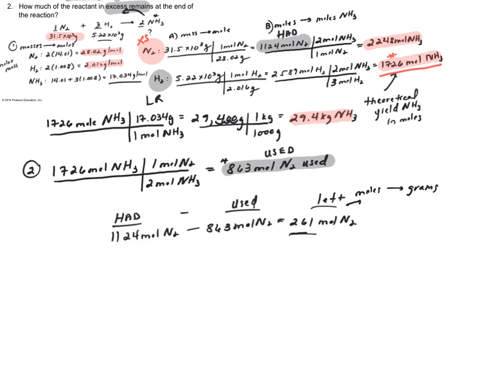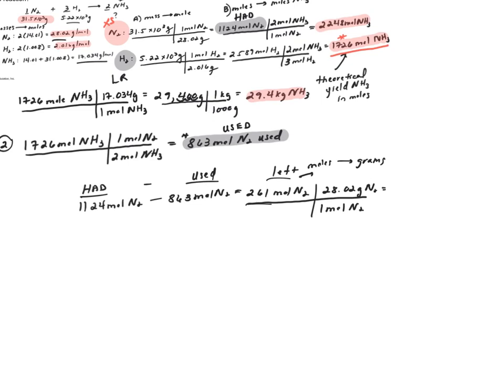And again, we'll do that now with the molar mass of nitrogen. So molar mass of nitrogen was up here. For every 1 mole of N2, there are 28.02 grams of nitrogen. So we'll take 261, we'll multiply by 28, and the result of that ends up being 7,313 grams of nitrogen left.